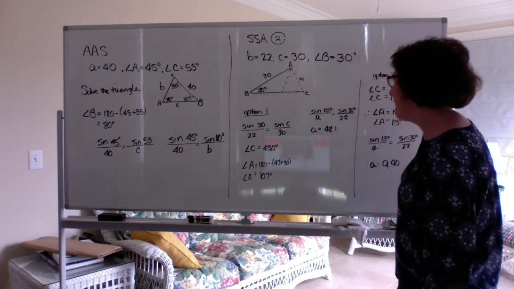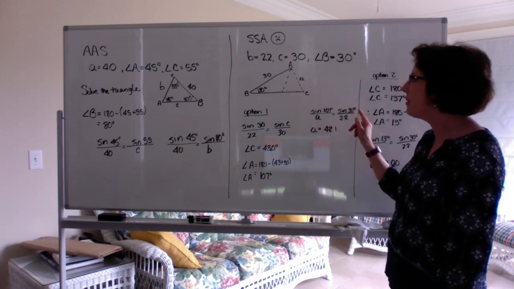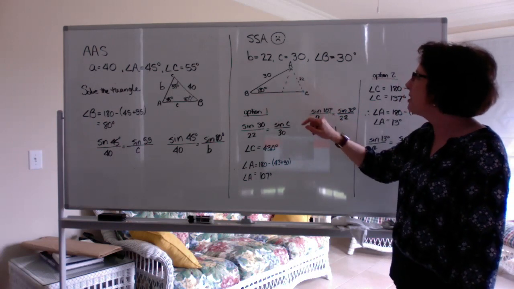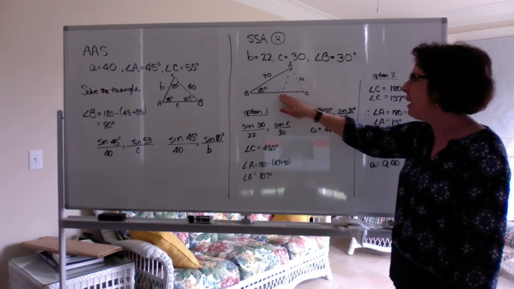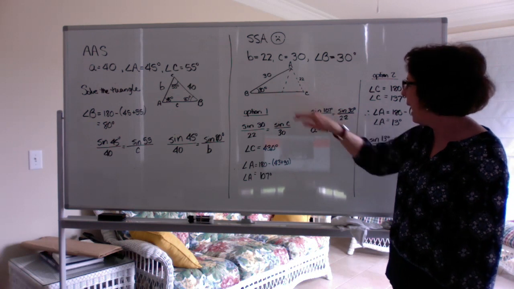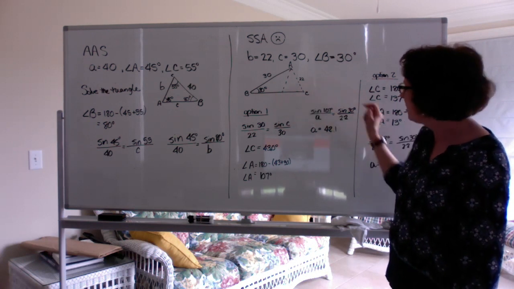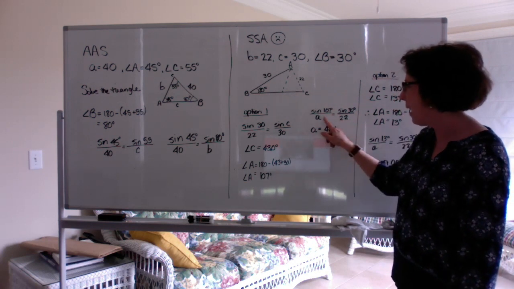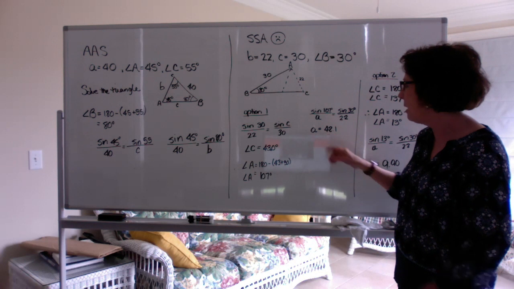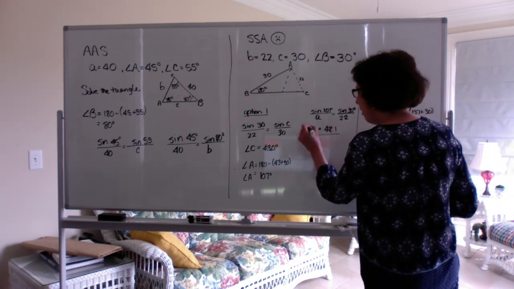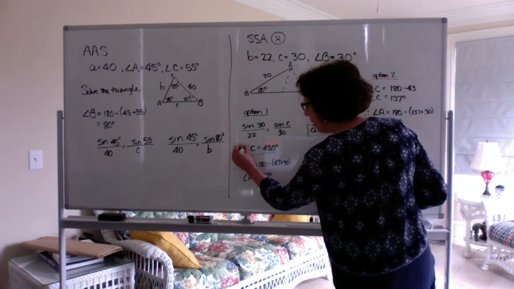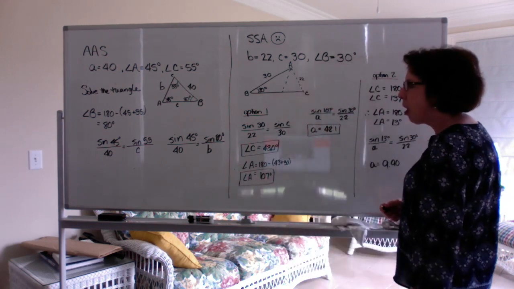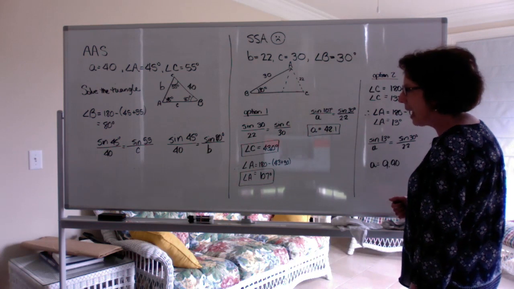If that's the case, I can use my law of sines now. The sine of 30 over 22 is going to be the sine of 107 over side A. And I get A to be 42.1. So here is my first scenario. I've solved for the missing two angles, and I've solved for the one missing side.